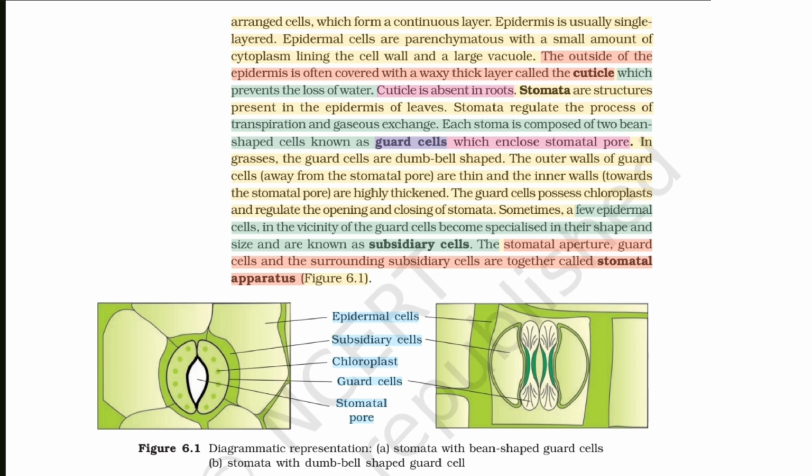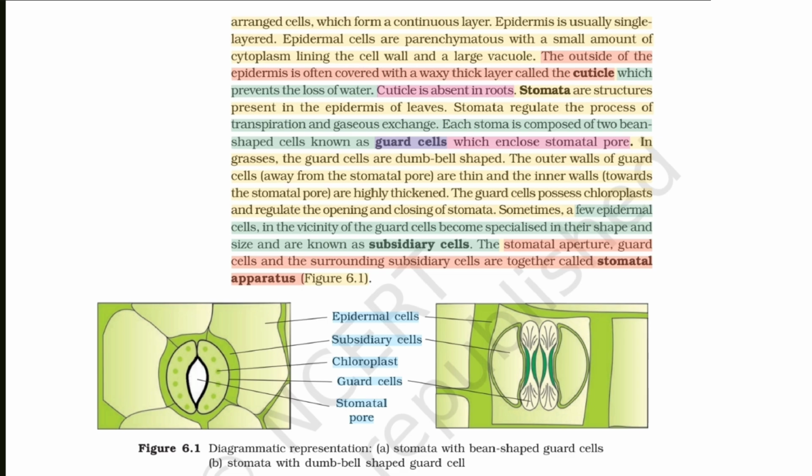Stomata are structures present in the epidermis of leaves. Stomata regulate the process of transpiration and gaseous exchange. Each stoma is composed of two bean-shaped cells known as guard cells, which enclose the stomatal pore. In grasses, the guard cells are dumbbell-shaped. The outer walls of guard cells, away from the stomatal pore, are thin, and the inner walls, towards the stomatal pore, are highly thickened. The guard cells possess chloroplasts and regulate the opening and closing of stomata.